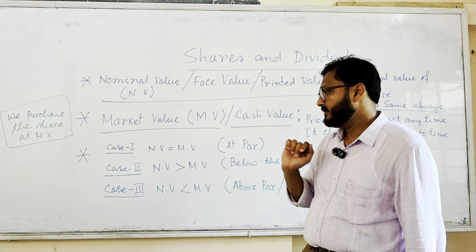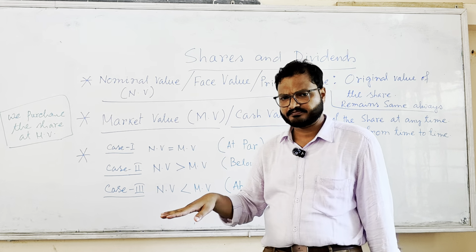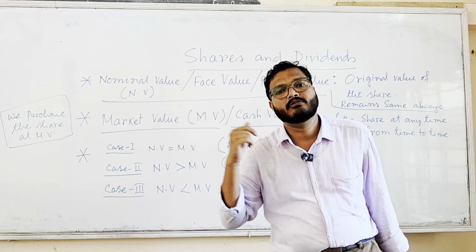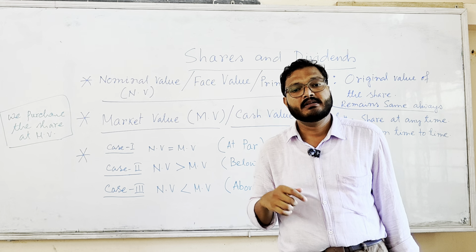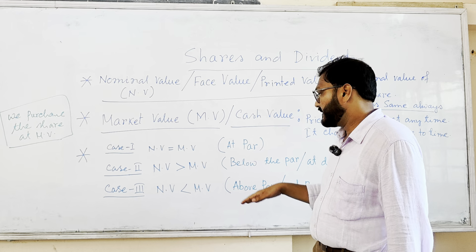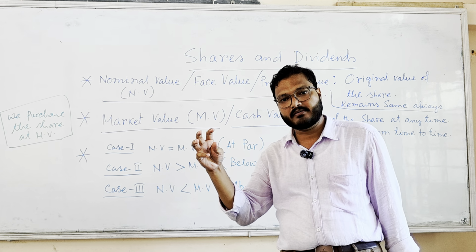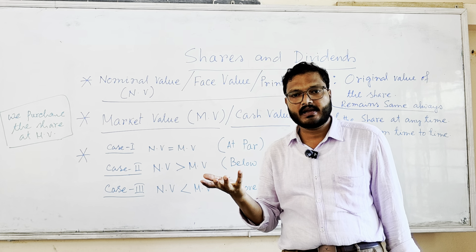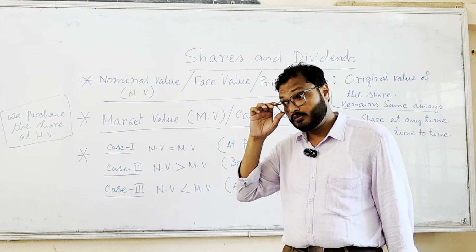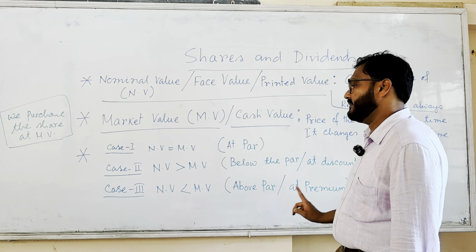But when the nominal value is less than the market value, let the nominal value be 100 rupees and the market value be 110 rupees. That means we are purchasing above par. Here, if the nominal value is 100 and the market value is 100, then it's at par. So the market value is more than the nominal value, and it's above par or at premium.